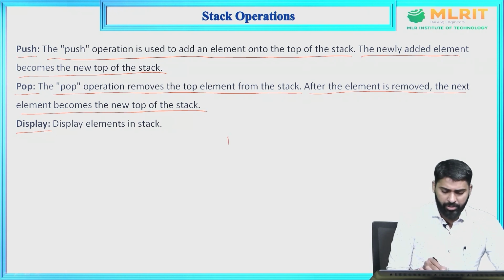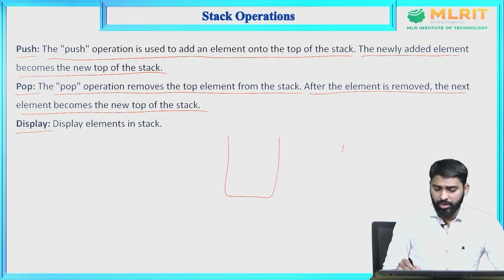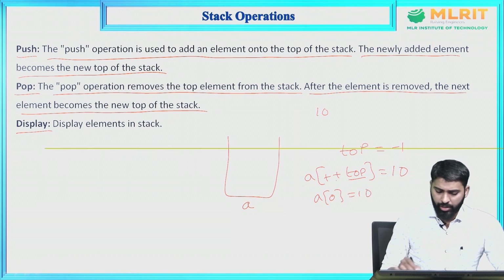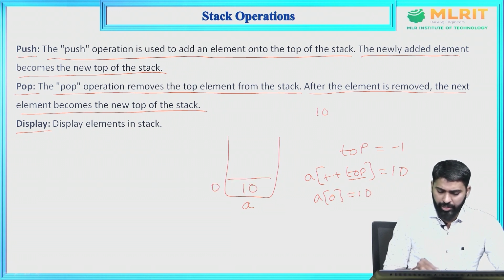So for example, this is the stack. Initially I am taking top equals to -1. When I try to insert a new element, for example 10, let us assume this is the stack A. So A of ++top equals 10. Now what is the top? Minus 1. Minus 1 plus plus means it becomes A of 0 equals 10. Now in this place 10 will be inserted. So this insertion we call push. Let us assume this is the stack.